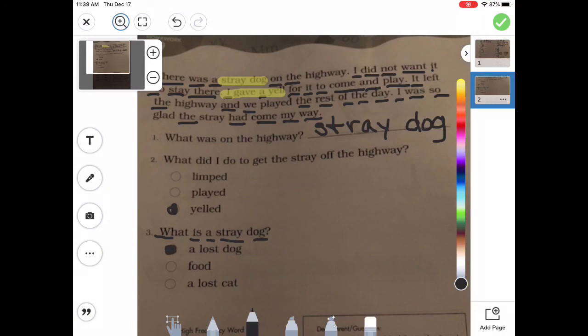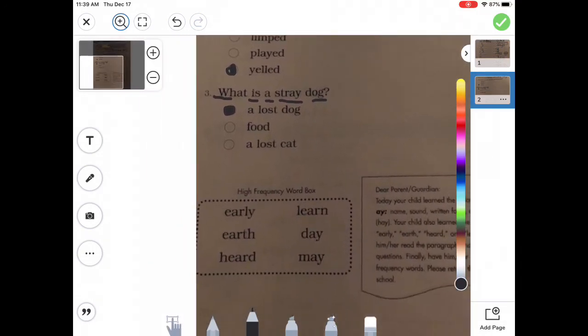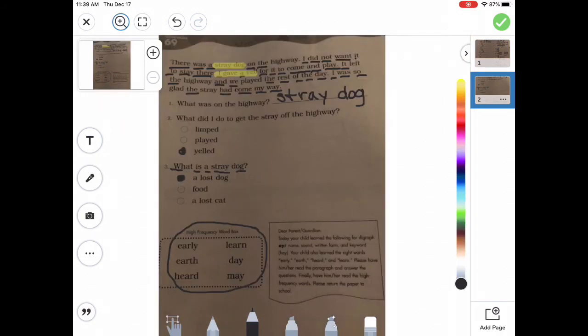Very good. All right, at the bottom, there's some words that you can try to read. And then you are done for the day.